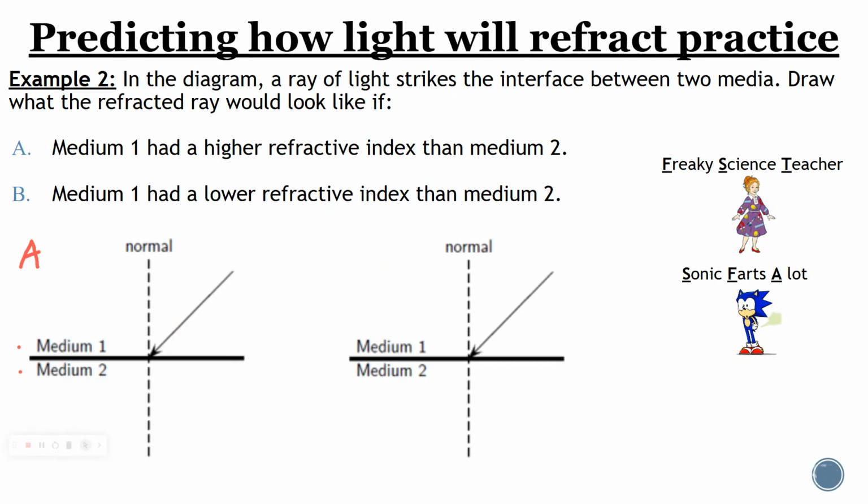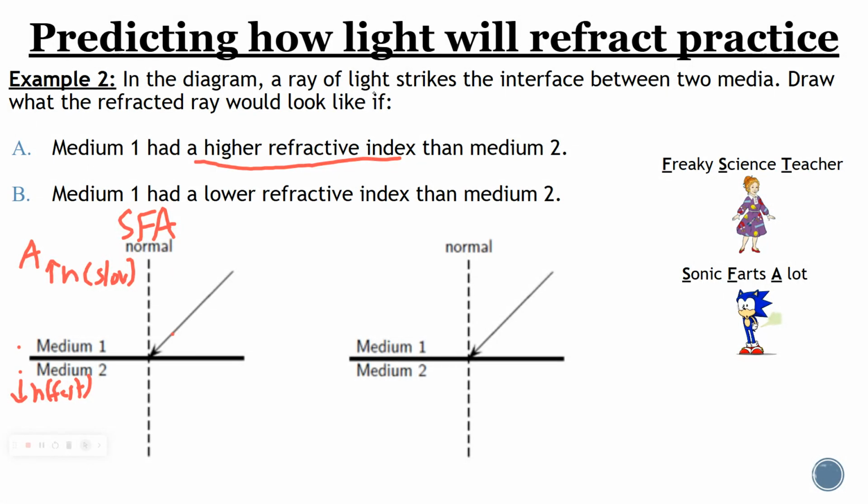In question A, we said that medium 1 has a higher refractive index than medium 2. So medium 1 has the high N, and medium 2 has the low N. So what this means is that this is medium 1, this is where light starts off. High N means slow, and medium 2 is low N means fast. So this is an SFA, sonic farts a lot situation.